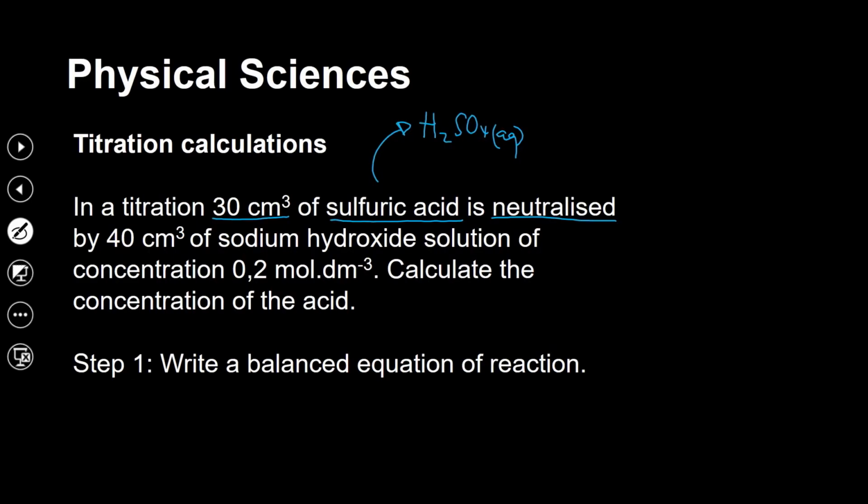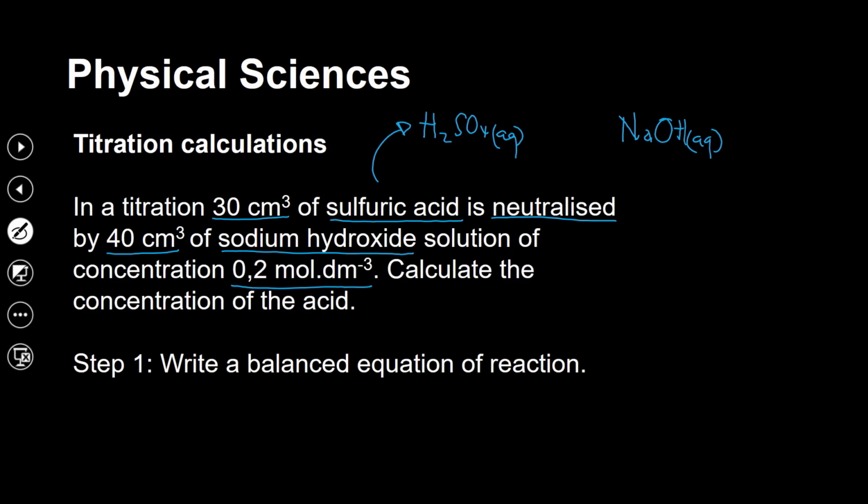So there is 40 cubic centimeters of sodium hydroxide. This is our base, right? Sodium hydroxide, chemical formula NaOH. That's a homogeneous solution. And then whose concentration is that? All right, now calculate the concentration of the acid.